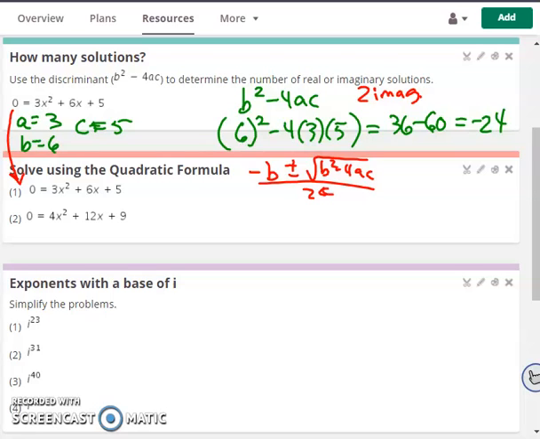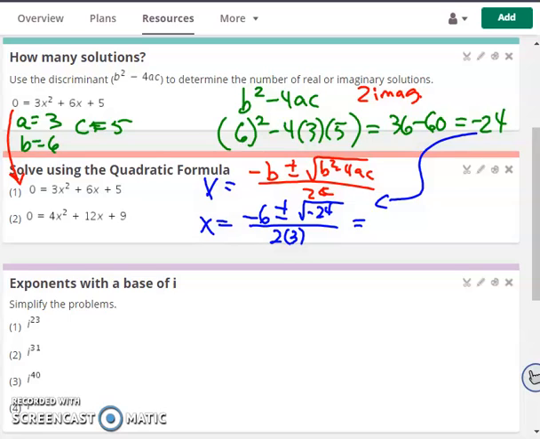So again, the b value is 6, so it's going to be opposite of 6, plus or minus the square root of the discriminant, which you actually have already solved. It's negative 24, all over 2 times the a value, which is 3. So we get negative 6 plus or minus the square root of negative 24, all over 6.